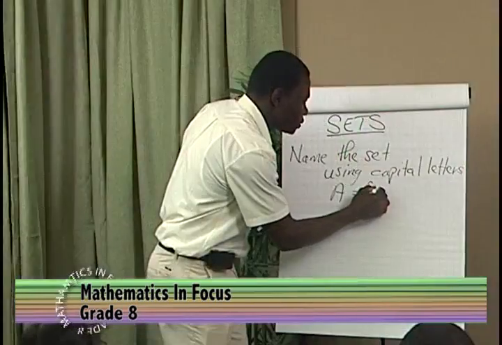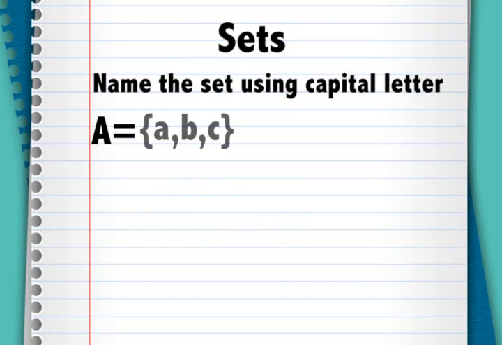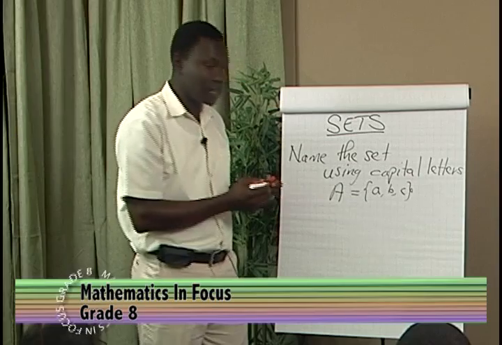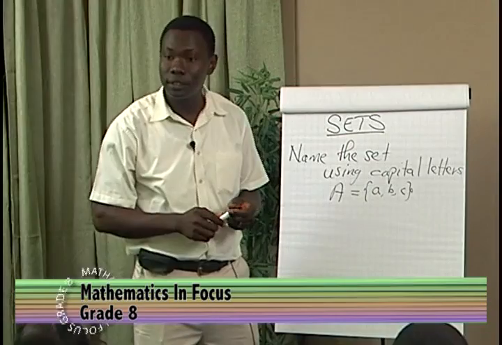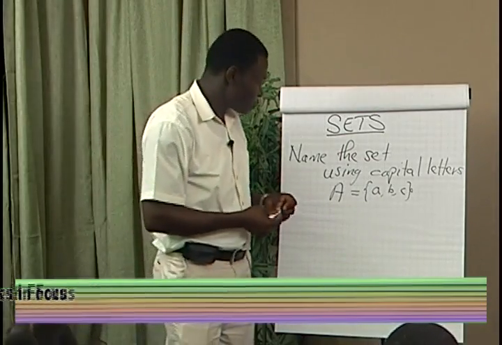And we know that we list the sets in curly brackets. So for example, we may have A, B, C. We have the set A equal to A, B, C. So whenever we see A, we know that we are referring to a set, all right? You have a question? Okay, good. We don't have a question.